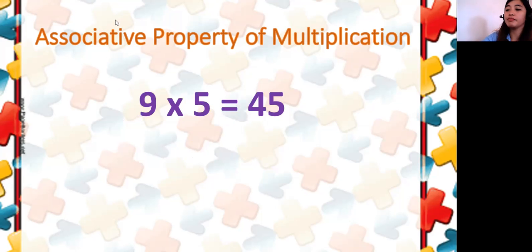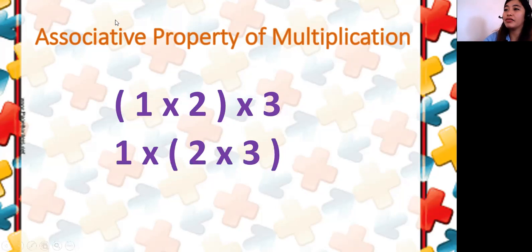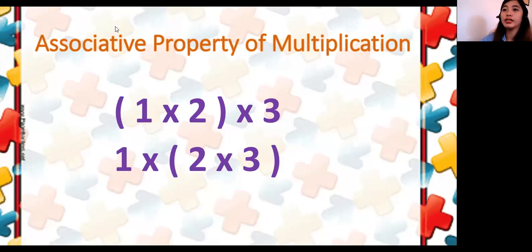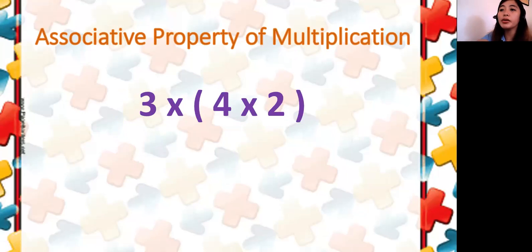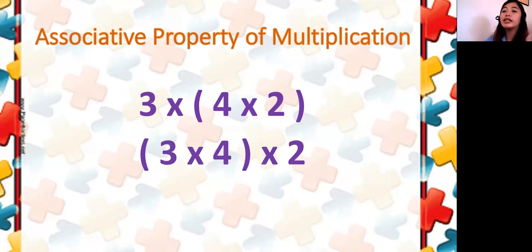Another one. I have here 3 times 4 times 2. So here, 4 times 2 is in a group. And this time, what can we group to show associative property of multiplication? Okay, this time we can group 3 times 4 and then times 2. And here we group 3 and 4. So here the position is just the same. The numbers are just the same as well. It's that their groupings were changed. Okay, so that is associative property of multiplication.